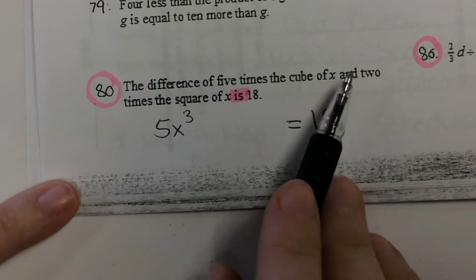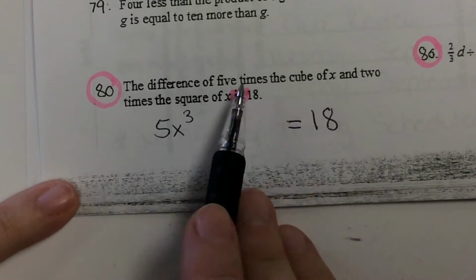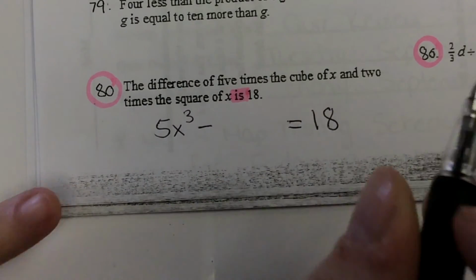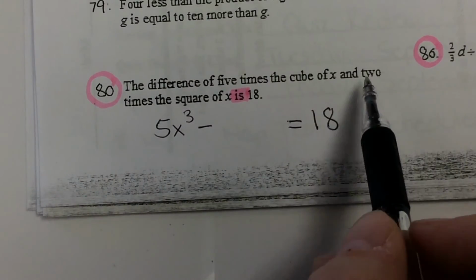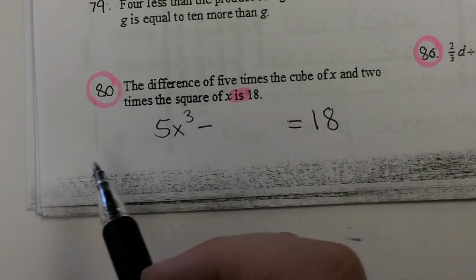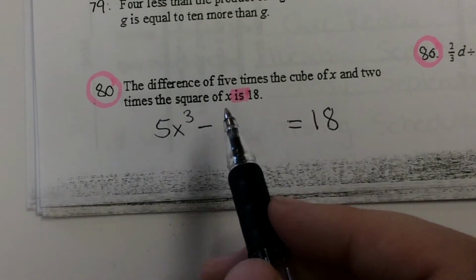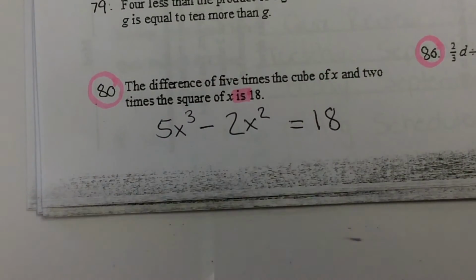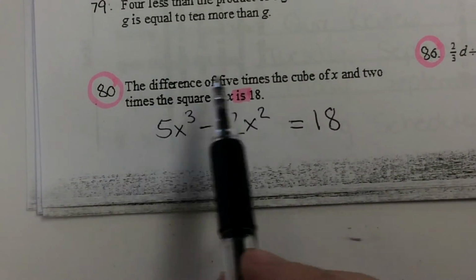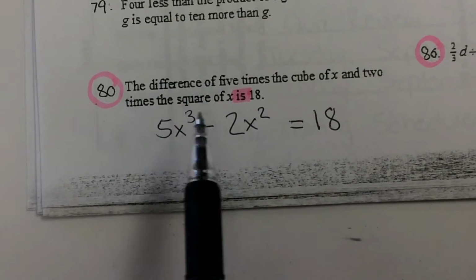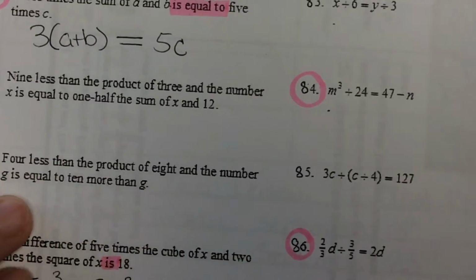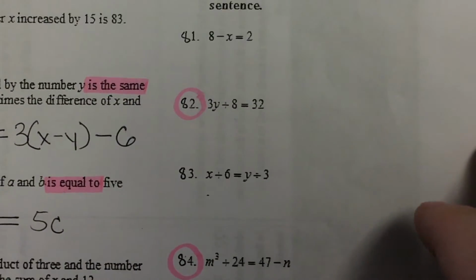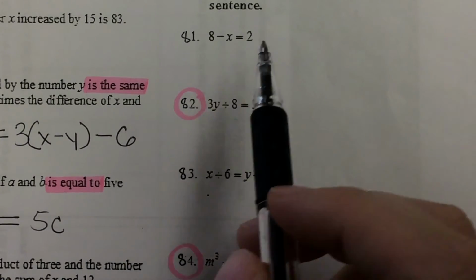So we're talking about the difference of this and this other thing. So now we can put our subtraction sign, and 2 times the square of x. So we're going to have 2 times x squared is 18. Okay, so that wasn't too bad. It's a lot of words. Like I told you, just slow down and read it one step at a time. All right, let's go over here to 82. Let's now try to write them verbally ourselves. Once again, I'm skipping the first one. I think you guys can handle that.